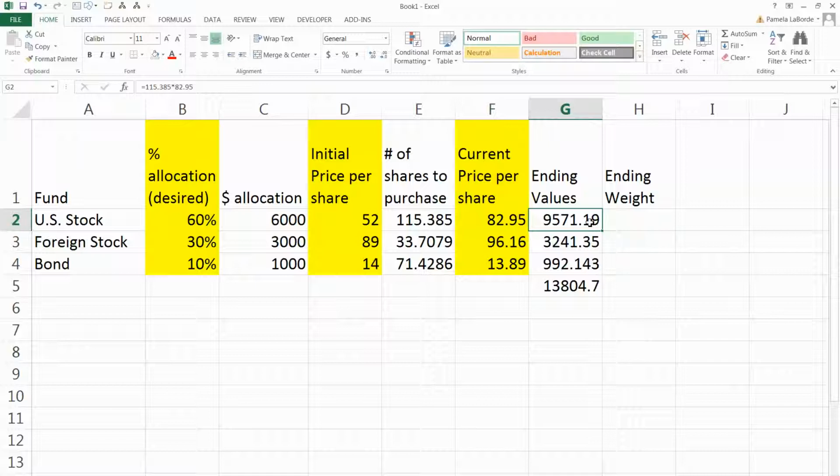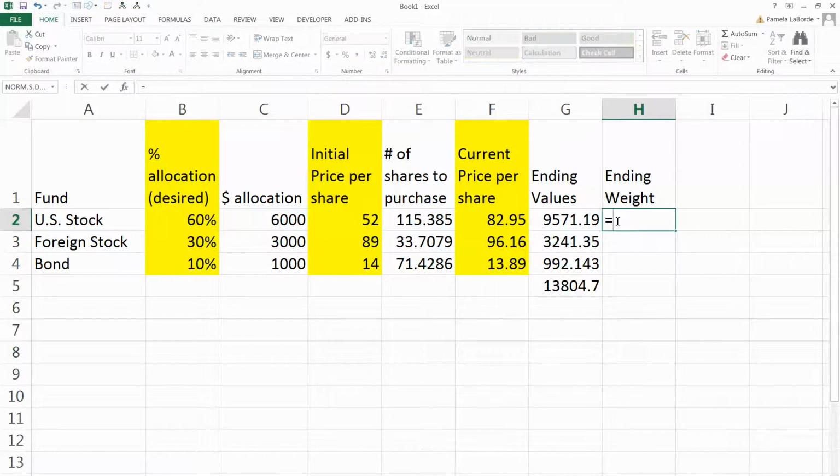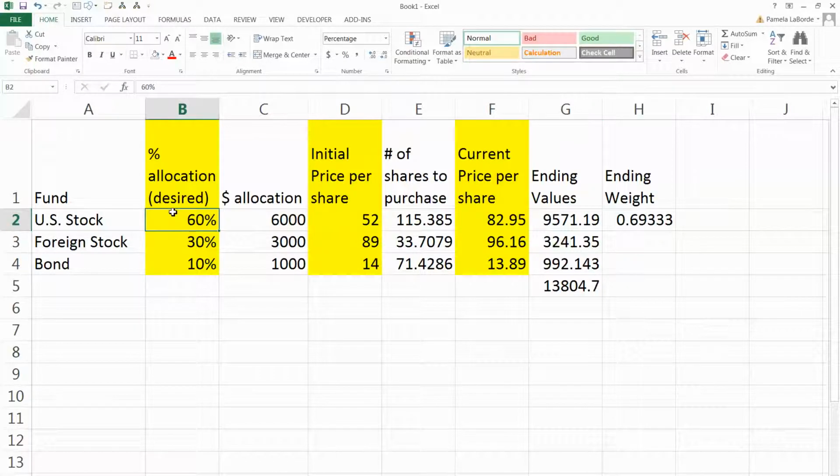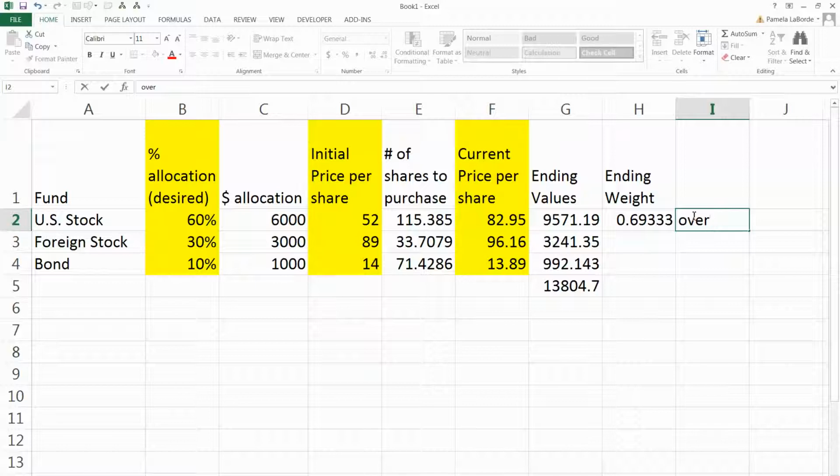I know that the U.S. stock fund makes up $9,571 of that. So if I take the 9571.19 divided by the total of 13,804.7, that will tell me the weight that U.S. stocks are of my portfolio. They're now nearly 70%. I only want them to be 60%. So they're overweighted.